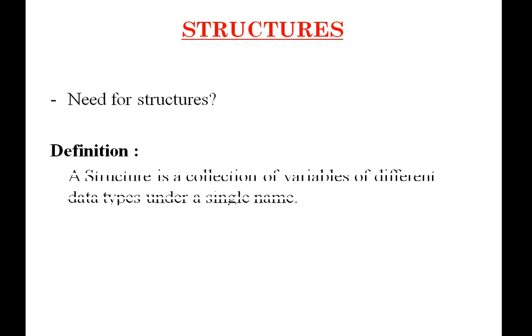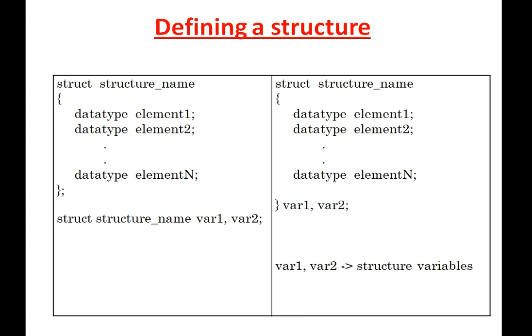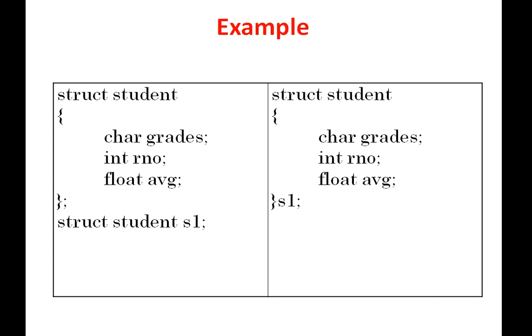If I want to group a few integers, a few floats, a few strings or other types of elements into a single name, I can go with structures. It is a collection of variables of different data types under a single name. A structure is a user defined data type. How to define a structure? Better we start from an example so that you will understand it clearly. Struct is the keyword and student is going to be the name of the structure.